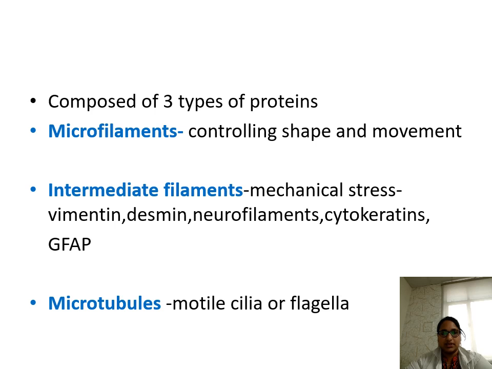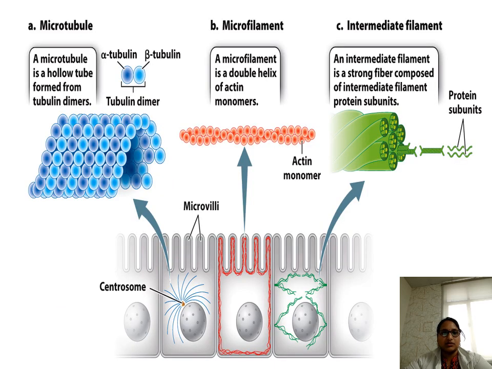One is microfilaments, intermediate filaments, and microtubules. Microfilaments control the shape and movement of the cell. Intermediate filaments help to bear the mechanical stress. And these intermediate filaments may include vimentin, desmin, neurofilaments, cytokeratins, or GFAP. And the microtubules can be either cilia or flagella. So these are the microtubules, the microfilaments, and these are the intermediate filaments.